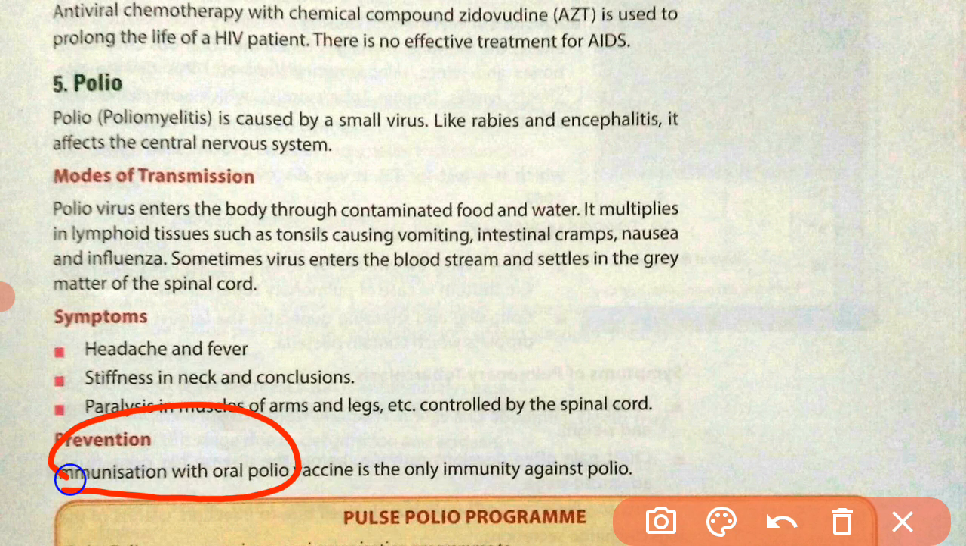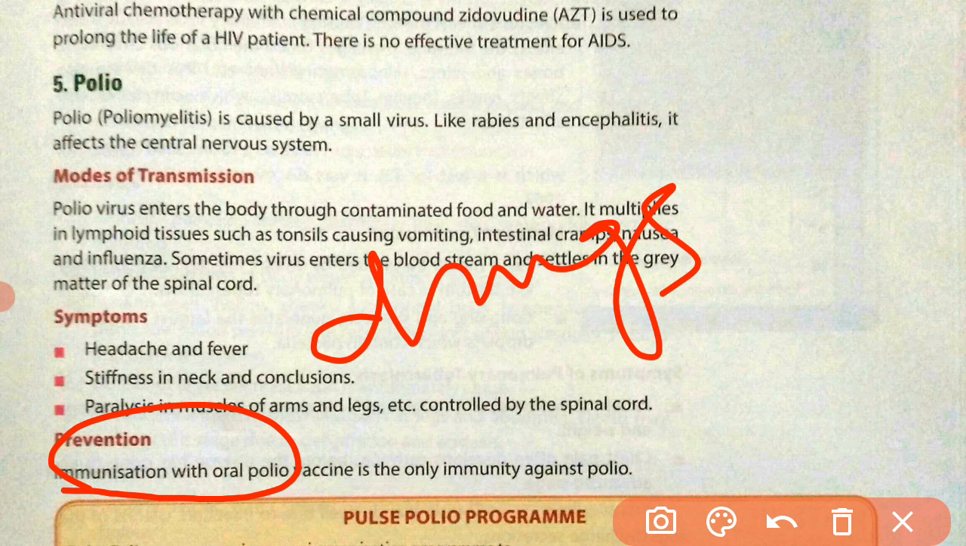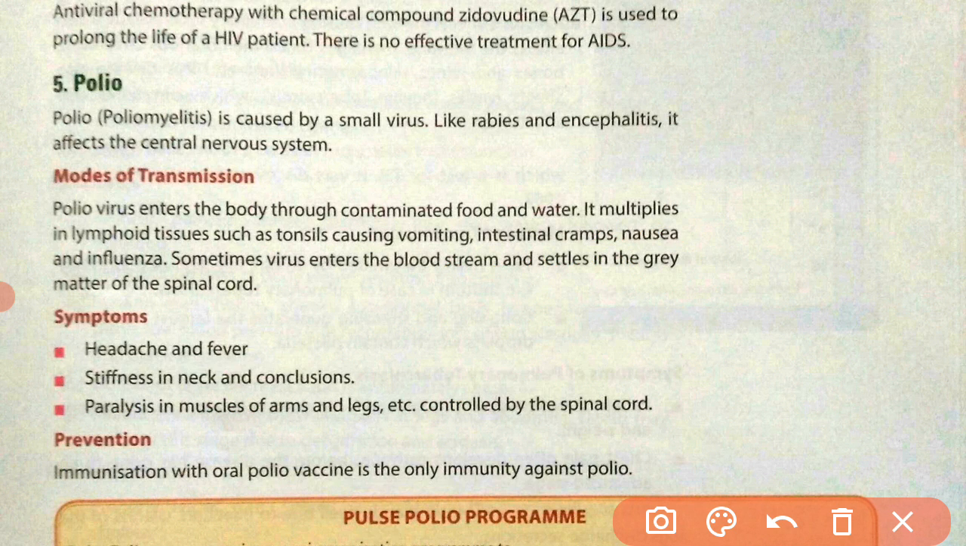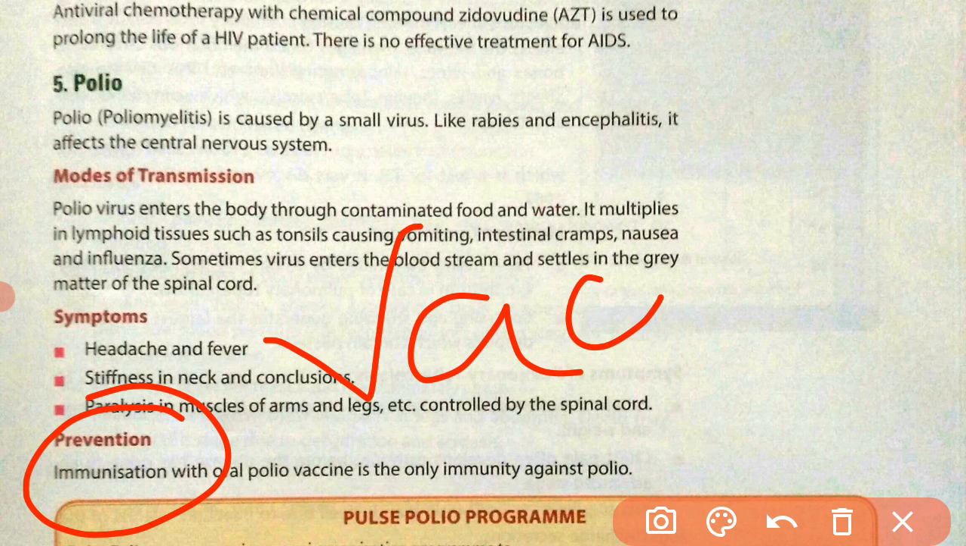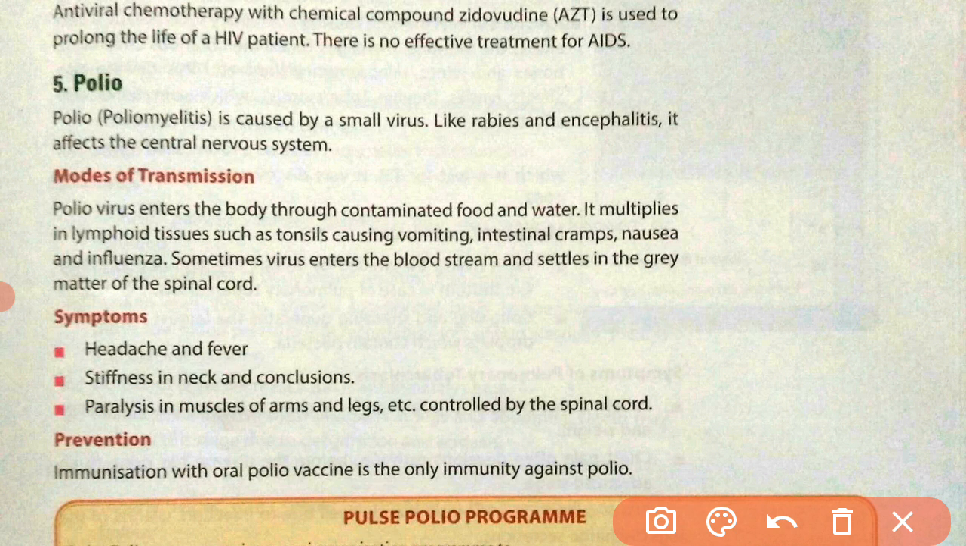Immunization is the best way to prevent it. There are no drugs, no medicines to cure this disease. There is only one method to avoid that disease, and that is immunization. The polio vaccine is highly recommended to prevent this disease, and by immunization with the polio vaccine we can save ourselves.